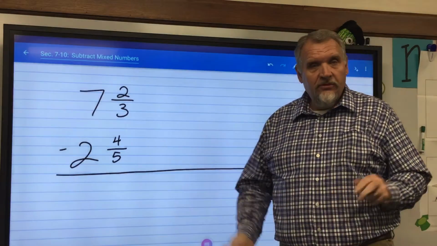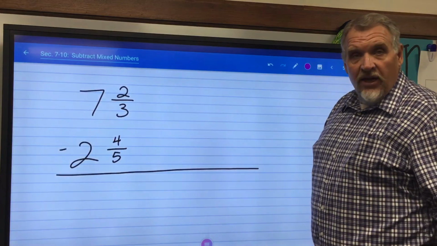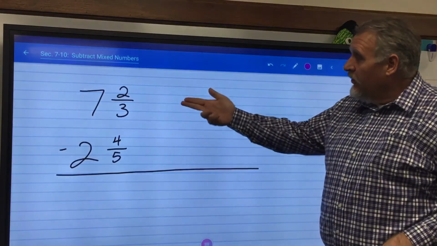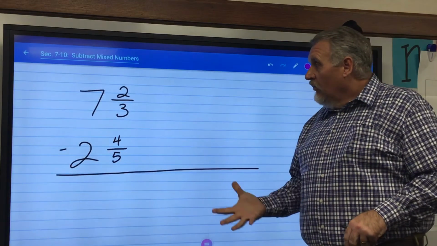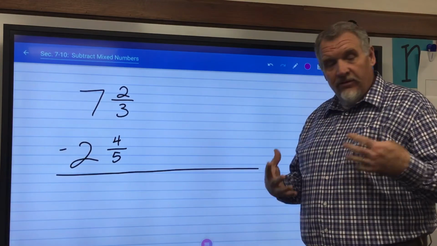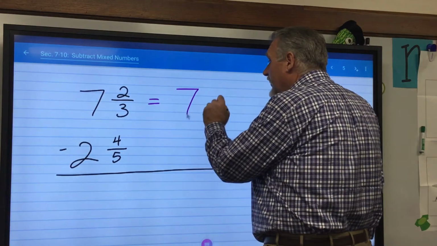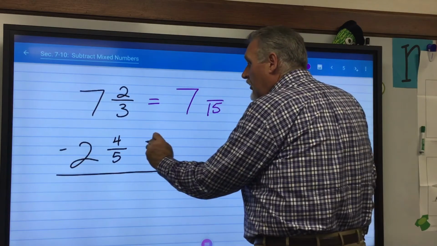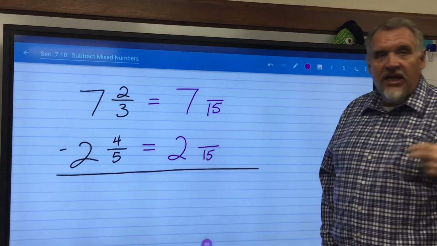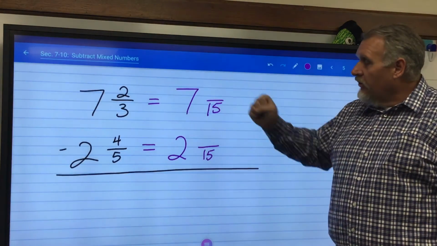Subtracting mixed numbers. First step we know is rewrite my fractions with a common denominator. All right, so I have 3, I have 5. What's the smallest number we can think of that can be divided by both 3 and by 5? And yeah, I'm sure you're already thinking of the number 15. Okay, so I'm going to rewrite each of these numbers as something over 15.